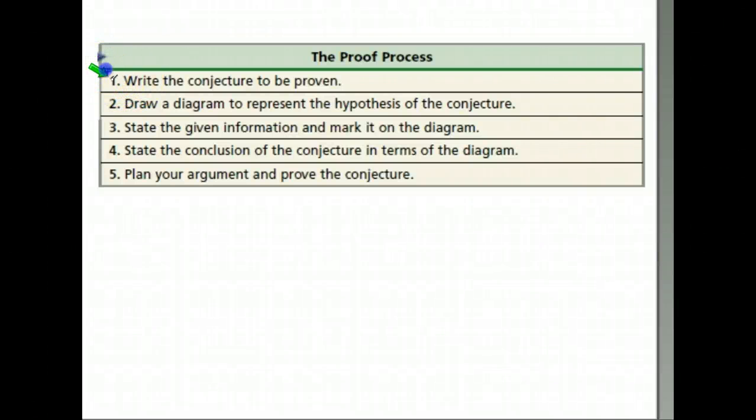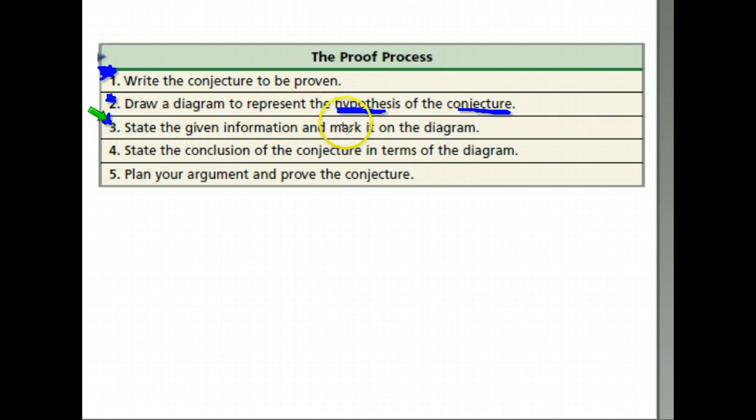A proof. First of all, you write a conjecture that needs to be proven, and if they're asking you to write a proof, they will say, here is some given information, prove this. A lot of times they will tell you what they want you to prove. Okay, the next step is to draw a diagram of where you're starting and where you need to end up.